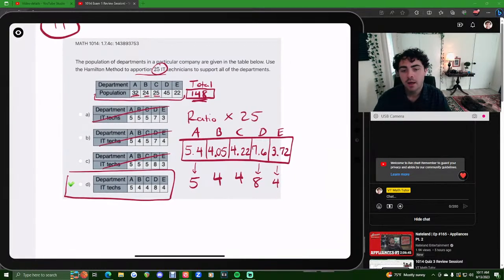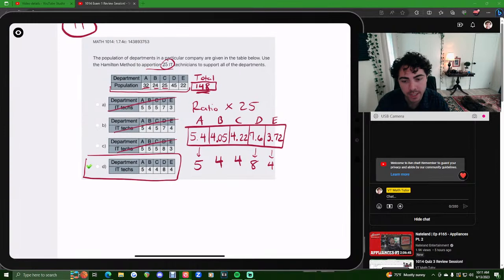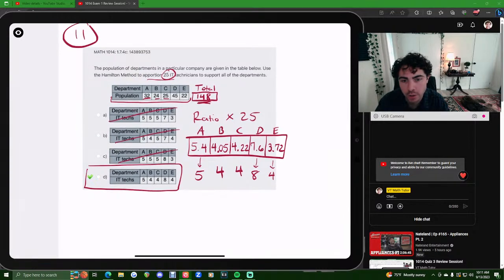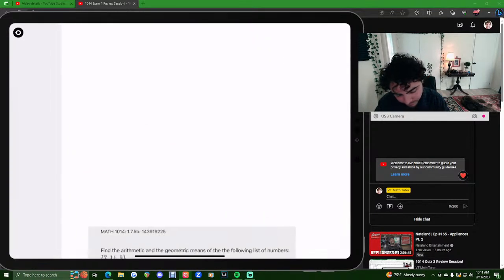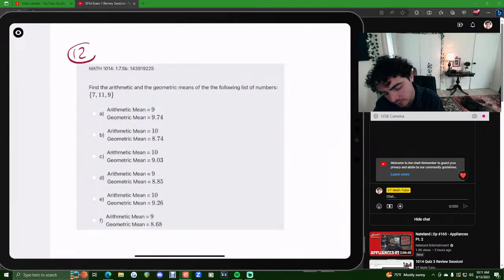So again, find the total, find the ratios for each department, and then multiply them by however many IT technicians you have, and then just think about the rounding up or down accordingly, and find the closest chart to that. All right, that was 11. Here's number 12.